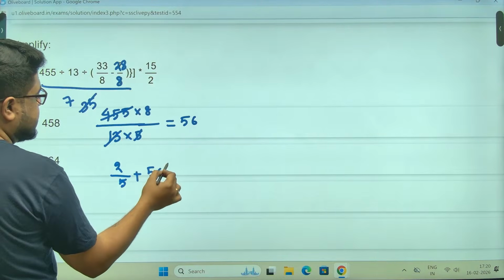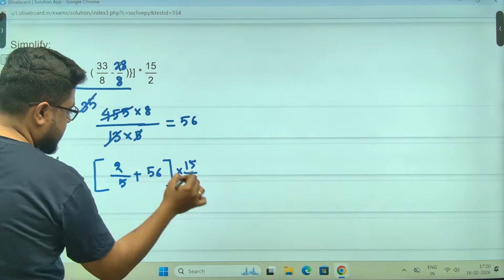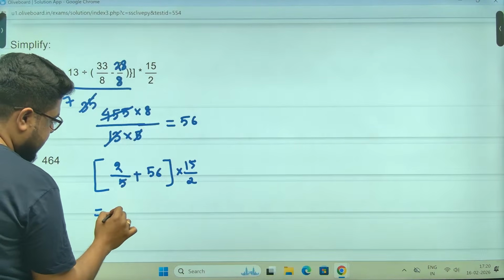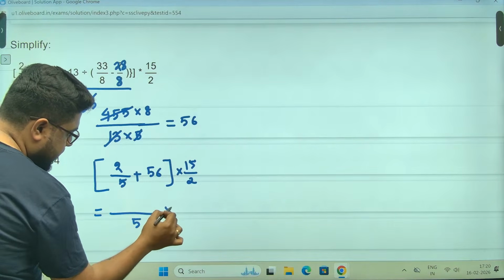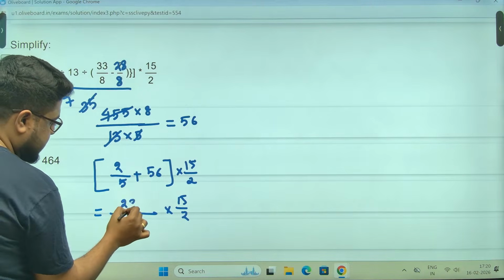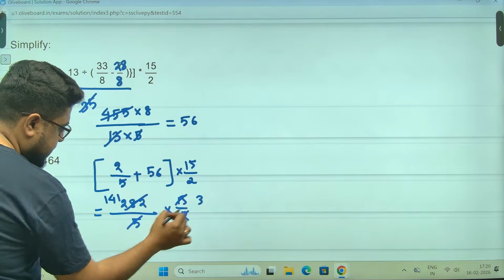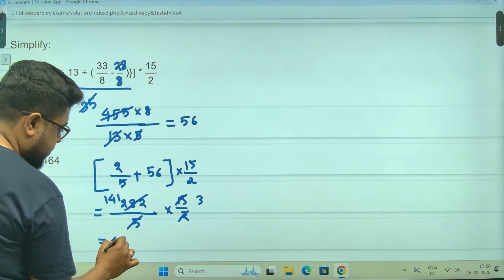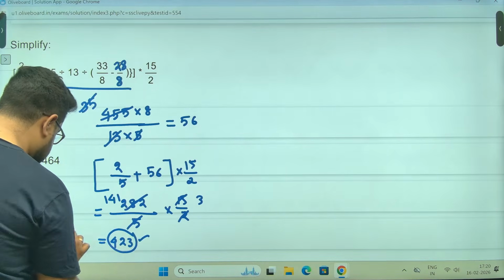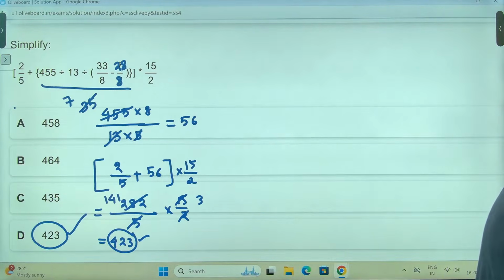Okay, third bracket ends here. Into 15 by 2. Don't make the mistake, I was about to. 15 by 2. So this is 56 to 82, 82, sir. This is 141. This is 3, sir. 423, sir. That's your answer. Option D, sir.